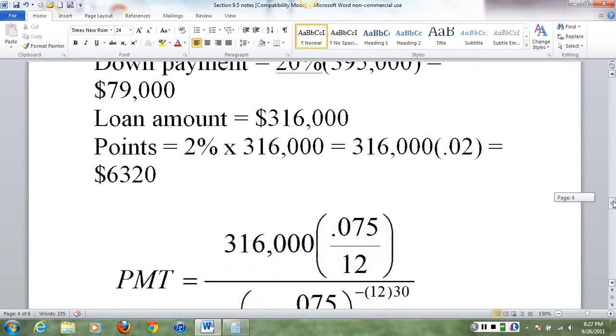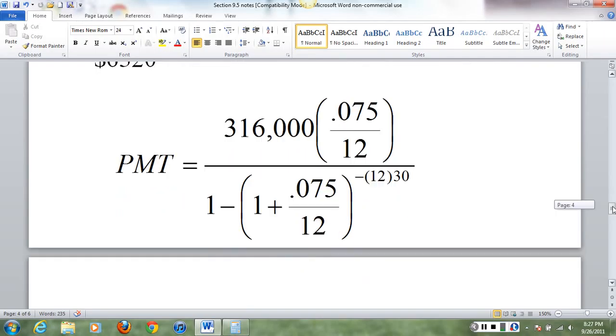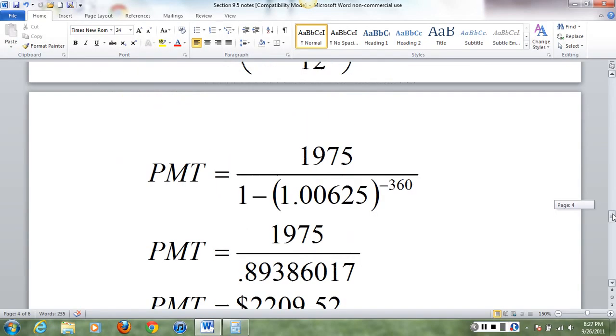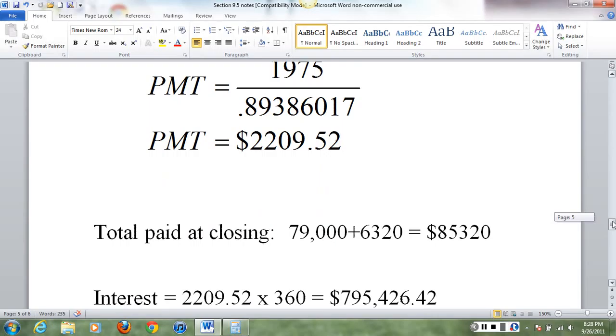So first, let's find our monthly payment, and using our formula we have here, the loan amount, the rate, and 12 times a year. And you do the math, and you get $2,209.52. So that's how much you pay a month.